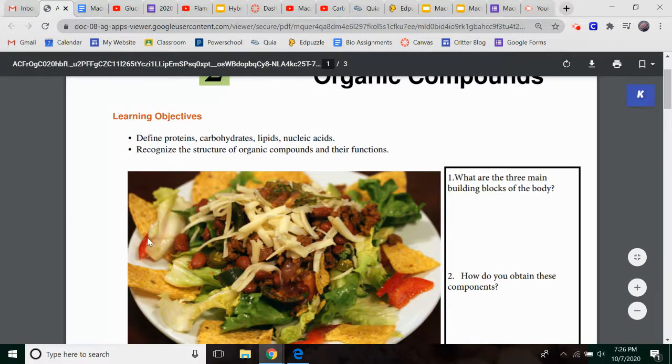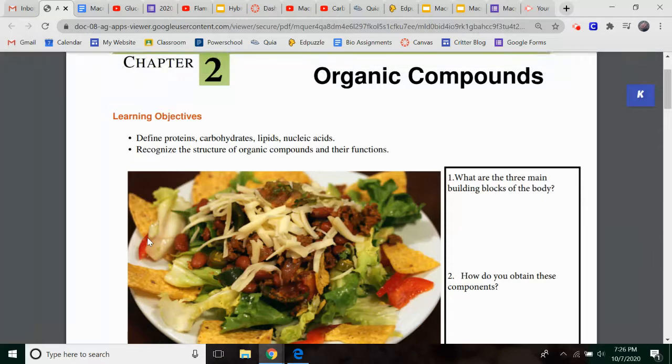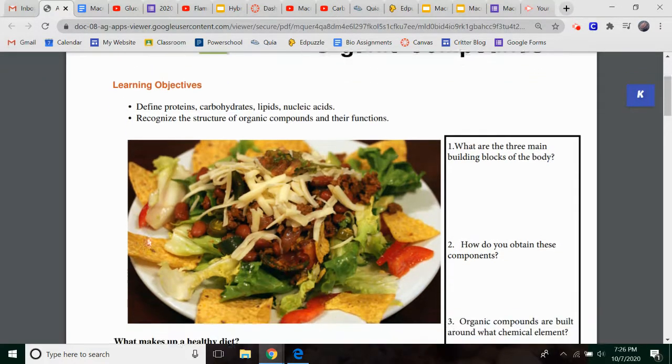This reading is called Organic Compounds. You can see a nice looking taco salad there, kind of making me hungry, but let's read about it.